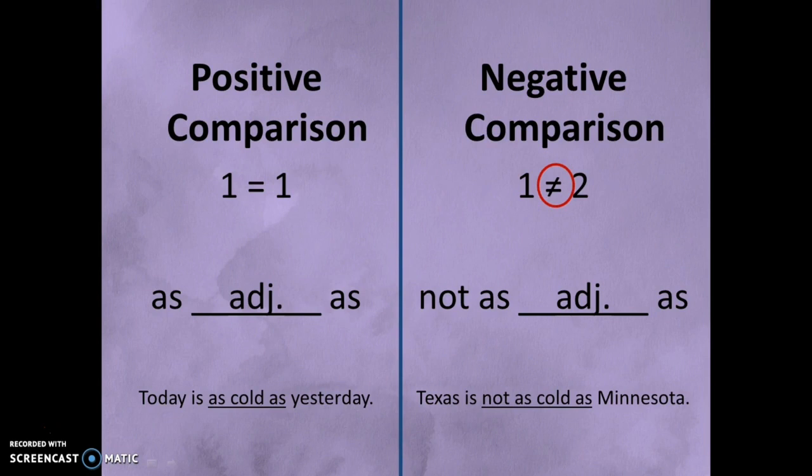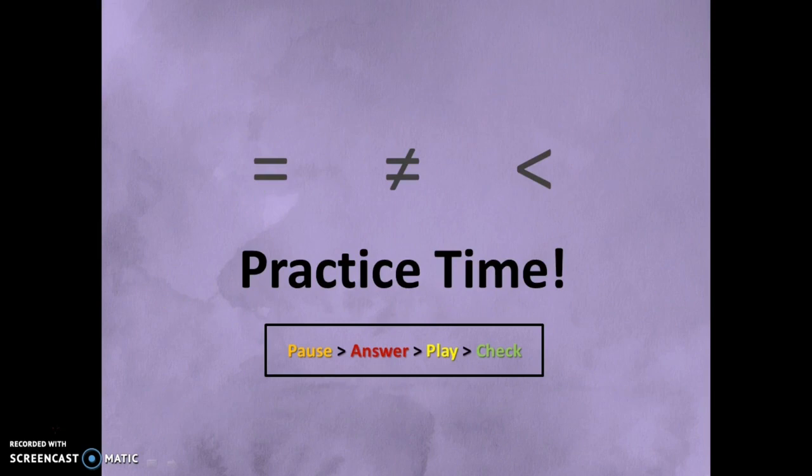And this does not equal sign actually kind of works more like a less than sign in mathematics. So, it's time to do some practice. During our practice time, there are 4 steps. First, you need to pause the video. Then you need to write your answers in a notebook. After you've written all of your answers, go ahead and play the video again, and you'll check your answers along with me on the video.